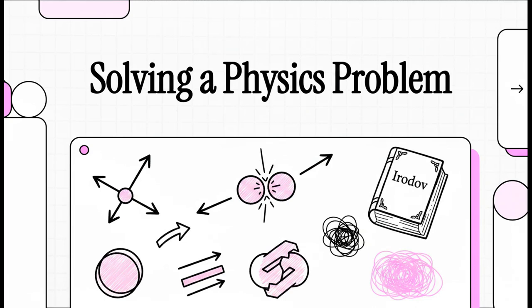All right, let's jump right in and tackle a classic physics problem. This one is a vector-based collision, straight out of the famous Irodov collection. Now, if you've ever tangled with one of these, you know they can be a real challenge, but don't worry, we're going to break this thing down piece by piece.